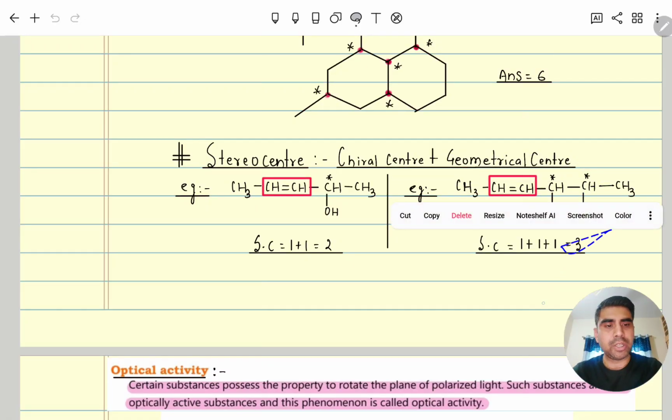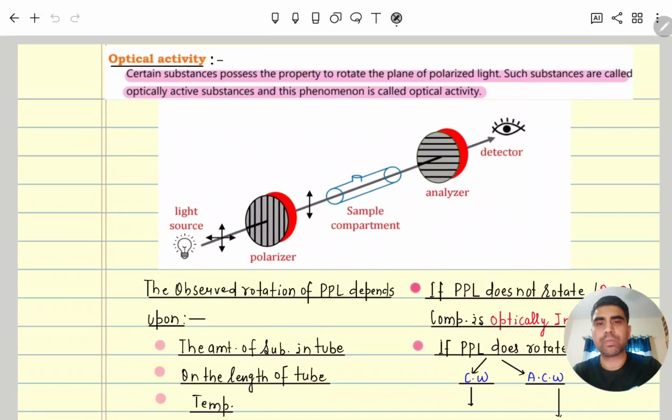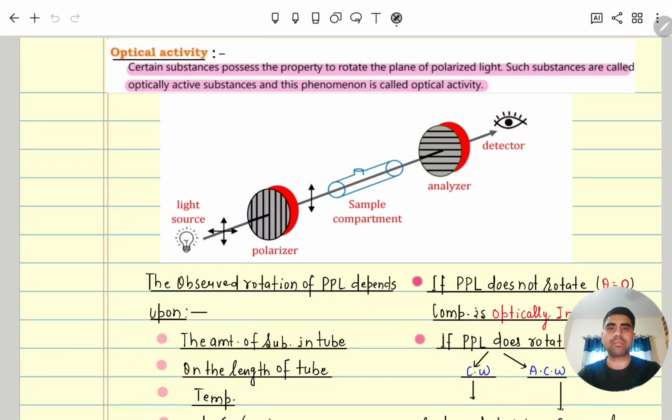stereo centers. Now we will discuss optical activity. Those compounds which show optical isomerism, as we discussed in the definition, have the same molecular formula and the same structural formula. What will be different? Their optical activity phenomena will be different.